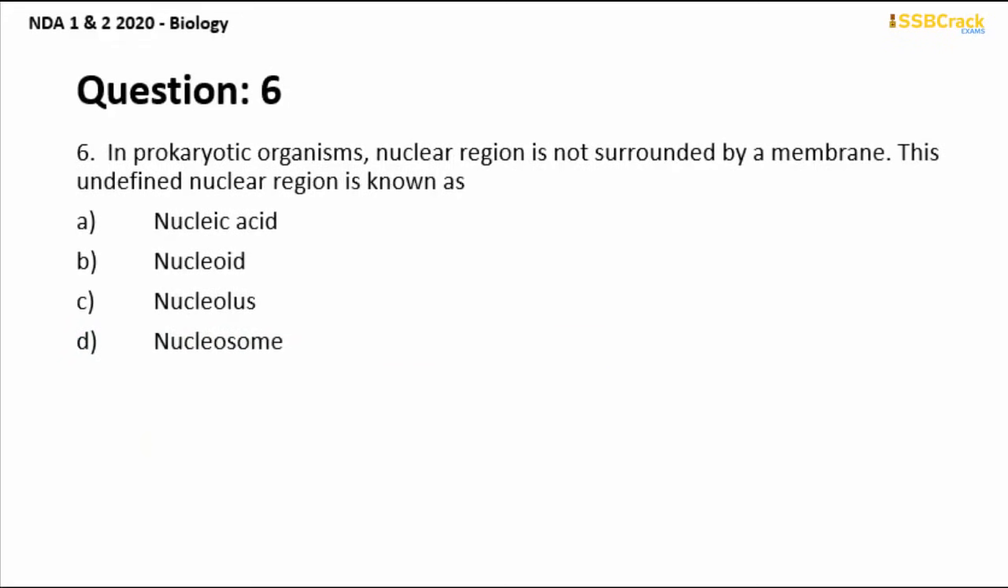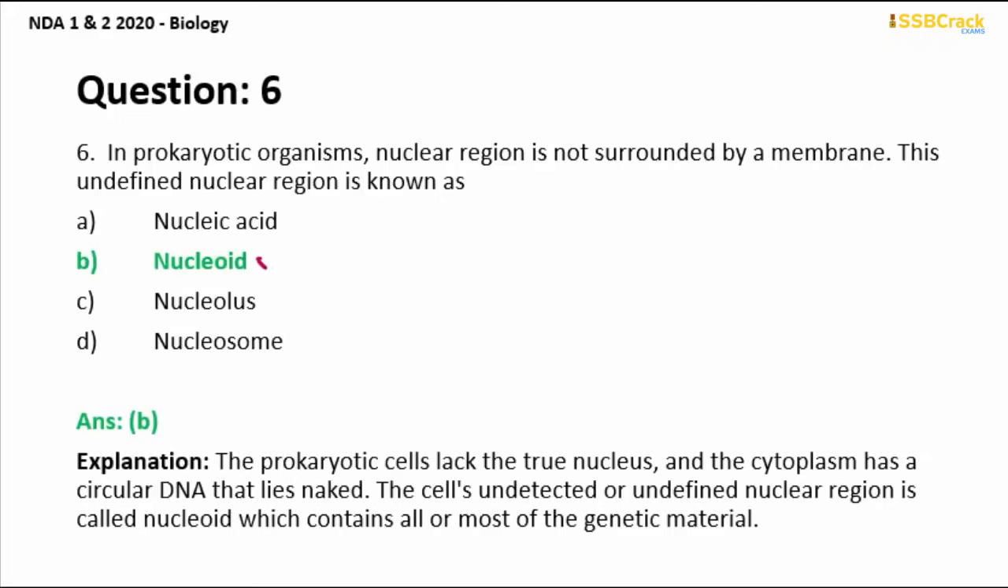Question number 6. In prokaryotic organisms, the nuclear region is not surrounded by a membrane. This undefined nuclear region is known as option A, nucleic acid, option B, nucleoid, option C, nucleolus, option D, nucleosome. So what is the answer here? It's option B, nucleoid. This is a very direct question.